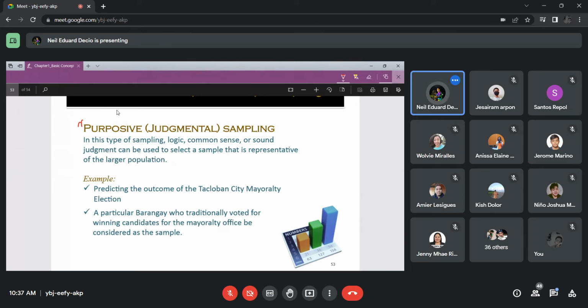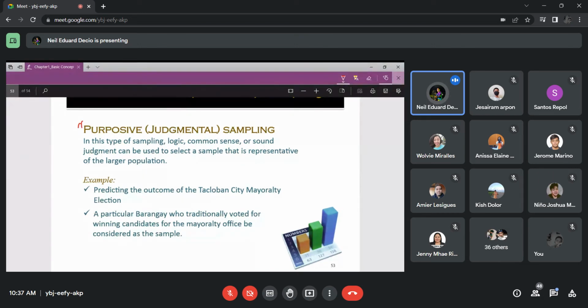Like for instance, you want to obtain the study habits of students that are good in mathematics. So the criteria is that the student should have grades in mathematics higher than 1.5. That is one criteria. So that is purposive sampling, because you want to obtain data that will reflect your study, the study habits of students good in mathematics. So the criteria requires a high grade. So that is purposive sampling.